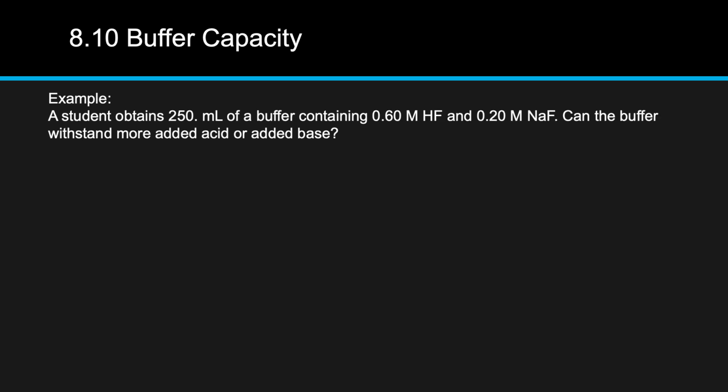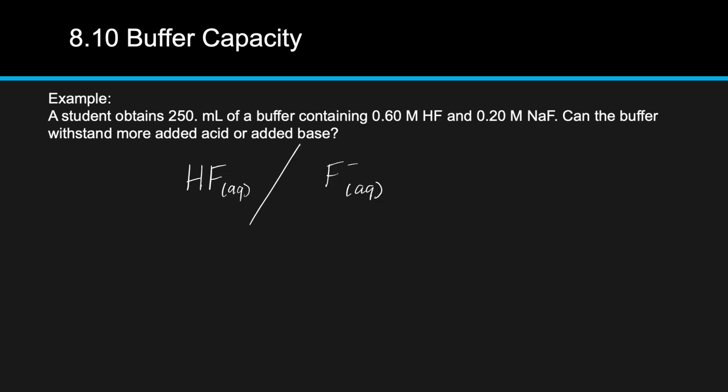So first, let's figure out what type of buffer we have. We know we have a weak acid, which is HF. And we know we have 0.2 molar NaF, which has our conjugate base F minus. So this is our conjugate acid-base pair, which is the buffer itself.